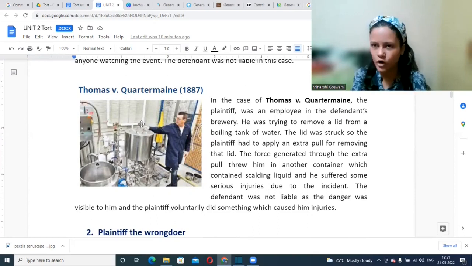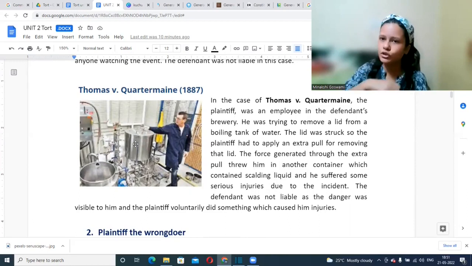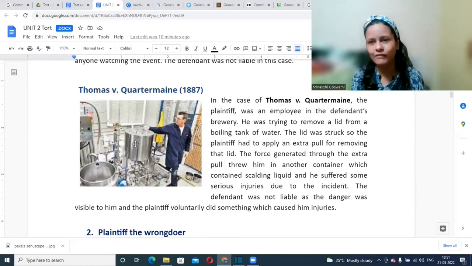So he claimed for compensation. It was considered that you have voluntarily exposed yourself. You knew that there is boiling hot water, so you should have been a little careful. If the lid is not opening, maybe you should have waited rather than using that extra force that it all just comes on your body, right? You are voluntarily exposing yourself.